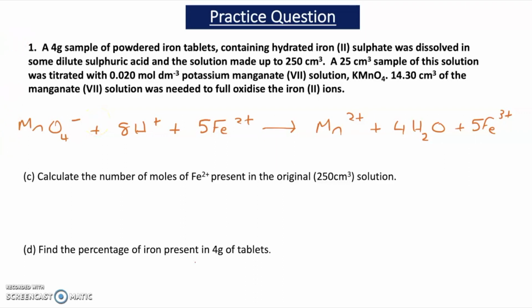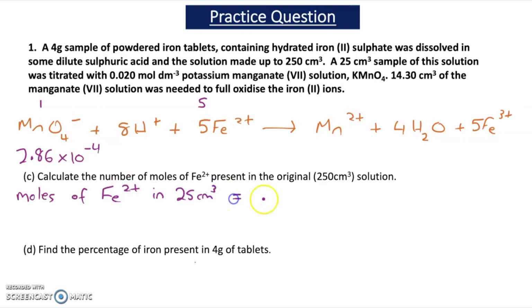So part C is asking you to calculate the number of moles of Fe2+ present in the original 250 cm³ solution. Now in part B we worked out the moles of MnO4- that was needed to oxidize the iron 2 ions, and this was 2.86 times 10 to the minus 4. Now if we use the overall equation, we can see that there's a 1:5 ratio between MnO4- and Fe2+.